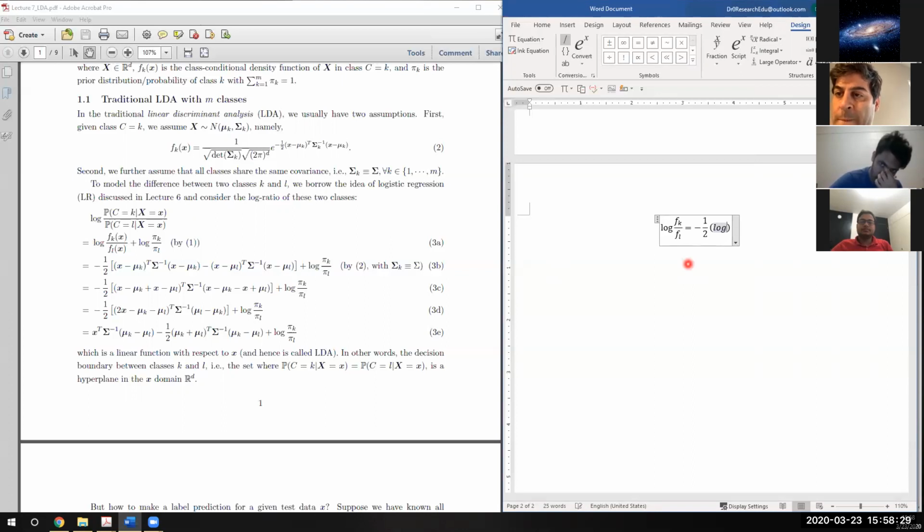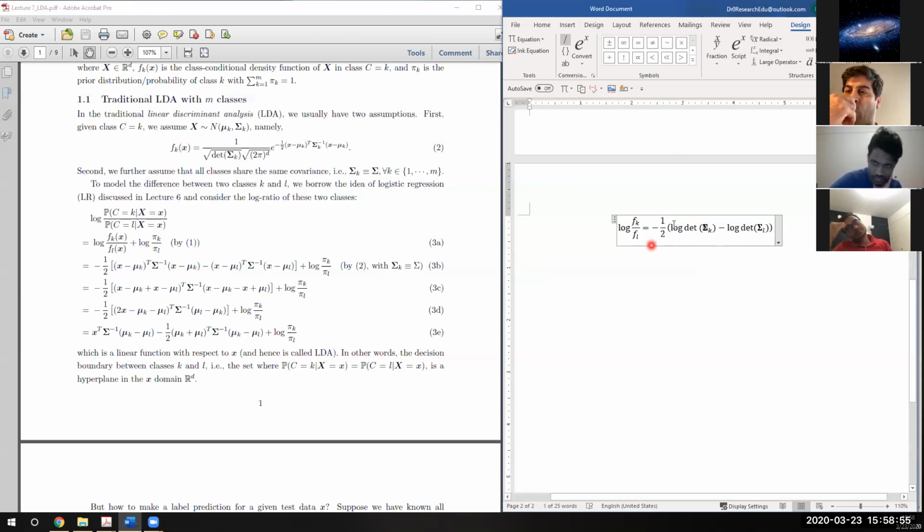Half a log of det sigma K minus log of det sigma L. That's something that you cannot omit anymore. Why? Because you do have this item. And the second item is the same here. You're going to do nothing but just expand it.